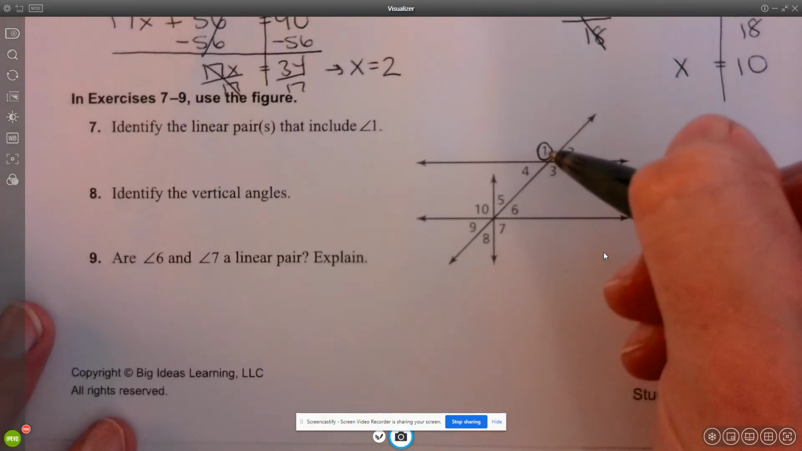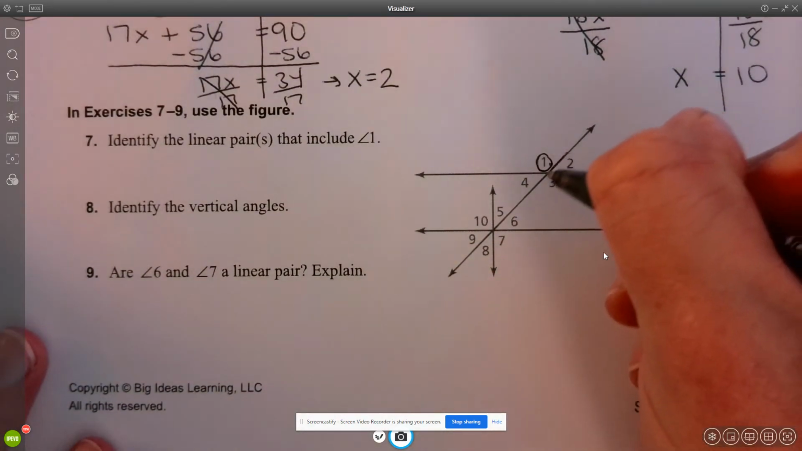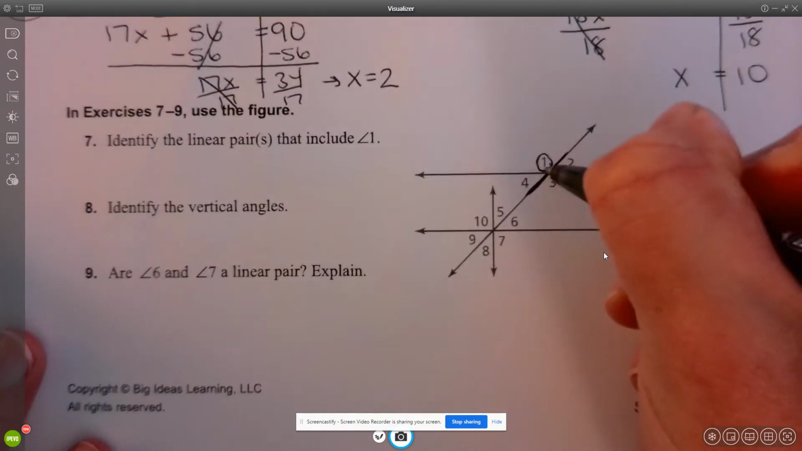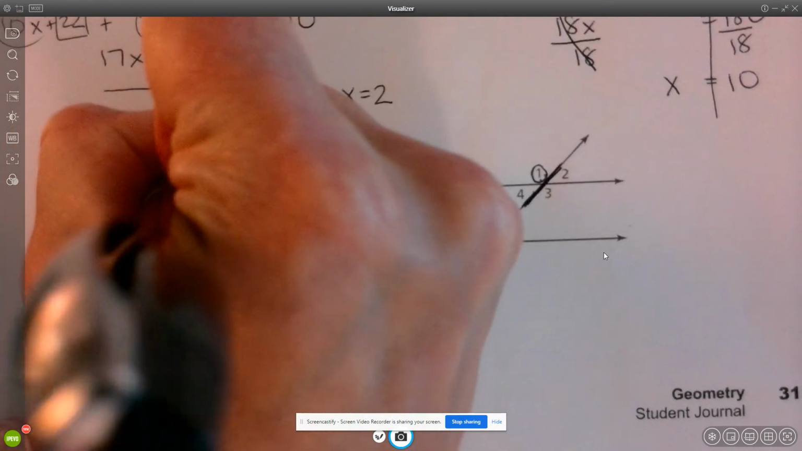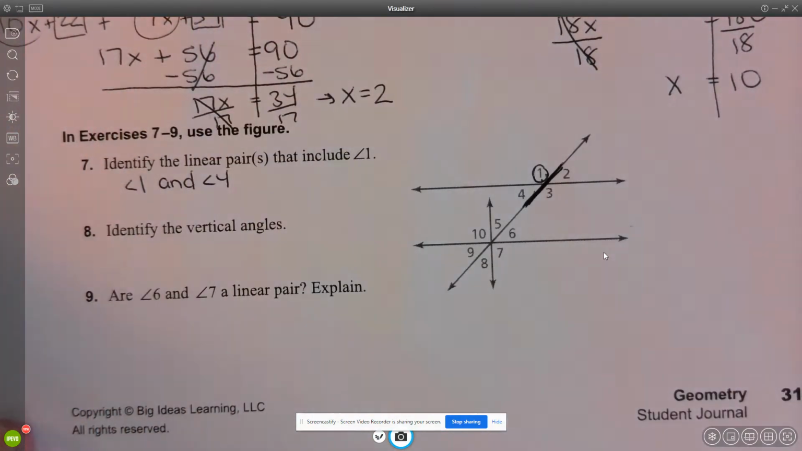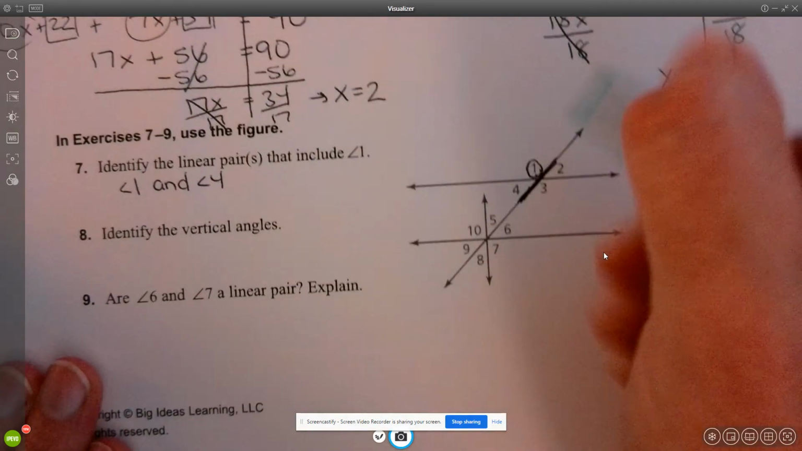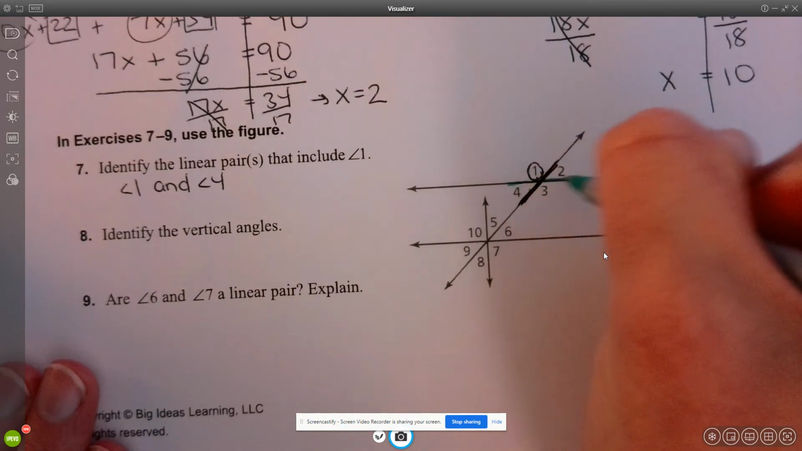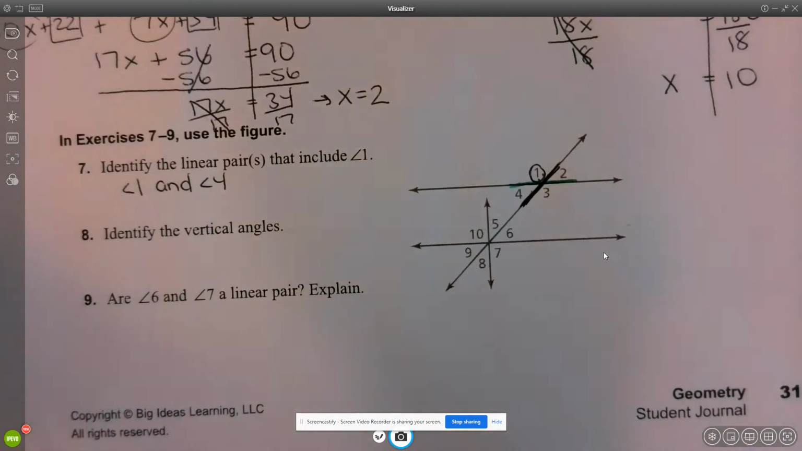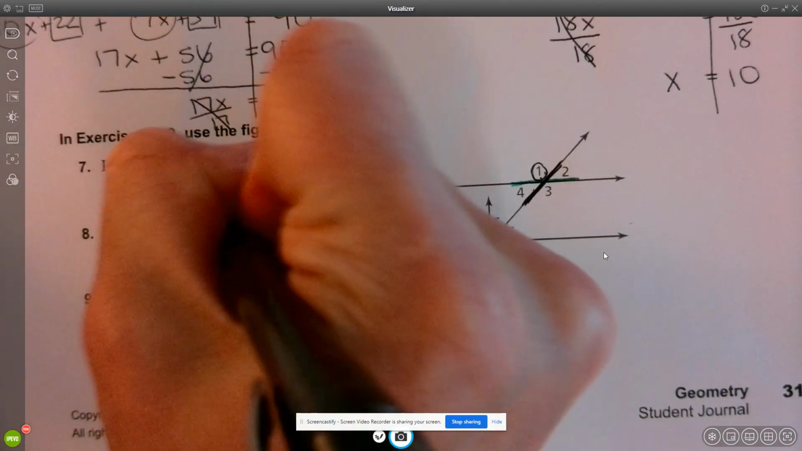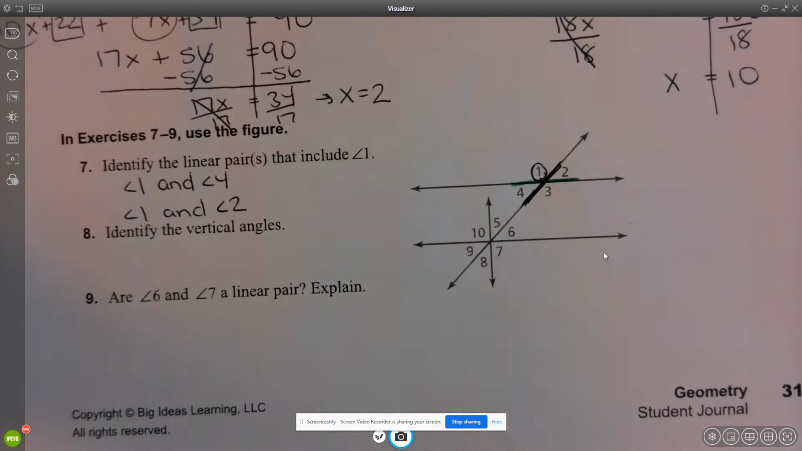And so if I'm looking at angle 1, I can see that angle 1 and 4 together make a straight line. So one pair is angle 1 and angle 4. But there's also angle 2 and angle 1 together form this straight line. And so angle 1 and angle 2 also make a linear pair. And those are the only two linear pairs in the picture that include angle 1.